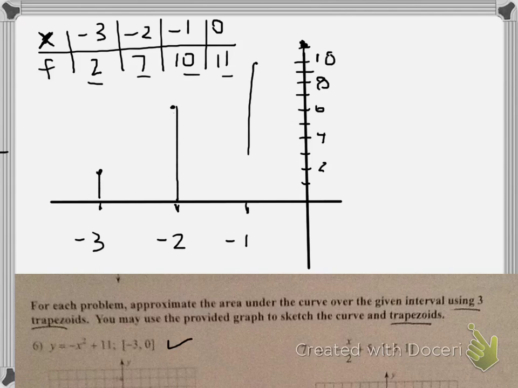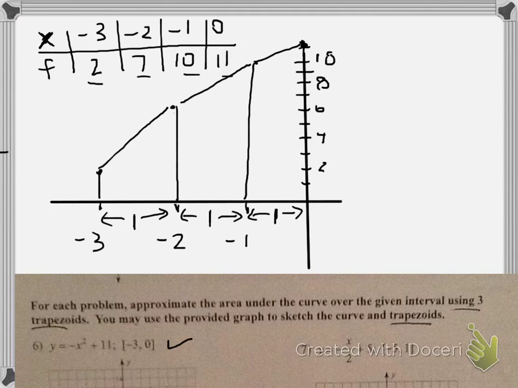I'm just doing this for visual. You don't have to plot it once you understand it. And then instead of left or right, you make trapezoids between the points. So we have 3 trapezoids, and all of these lengths are 1, those heights.